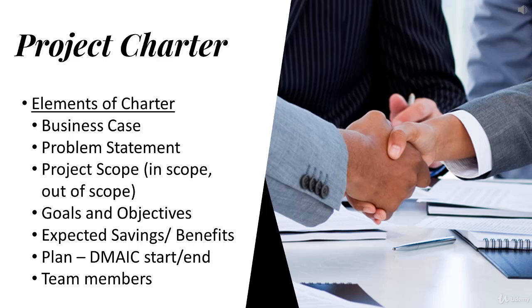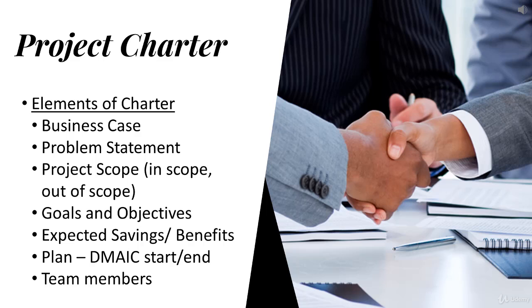So here you need to basically mark a line that these things will be included in the project, and these things we are not including in the project. That will be the project scope. Then you put your goals and objectives in this project charter, and then you list down the expected savings and the benefits.